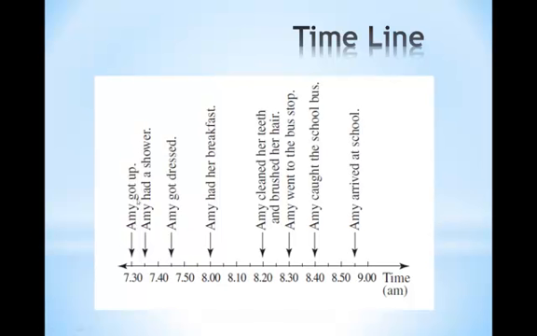Once you had that, then you could add all of the activities that Amy got up to. So at 7:30 she got up, 7:35 she had a shower, at 7:45 she got dressed, at 8 o'clock she had breakfast, 8:20 she cleaned her teeth, 8:30 she went to the bus stop, 8:40 she caught the bus, and at 8:55 she arrived at school.